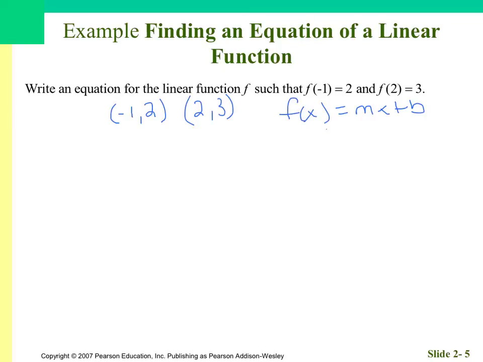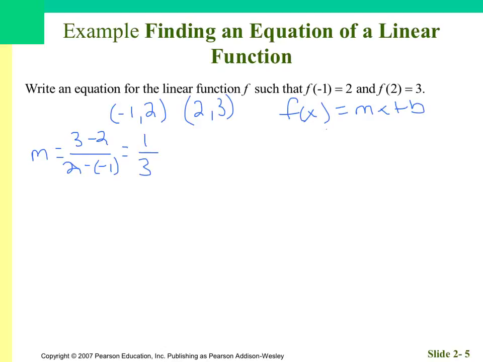F of x equals mx plus b. So, slope: y2 minus y1 over x2 minus x1. 3 minus 2, 1. 2 minus negative 1, 3. So our slope is 1/3.